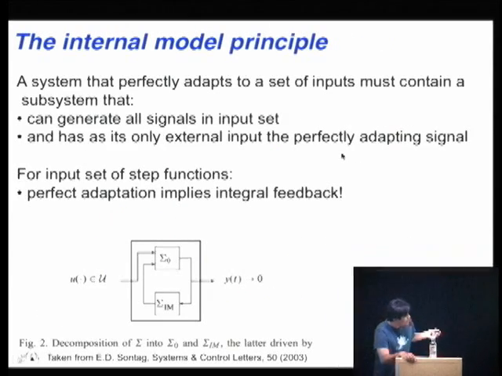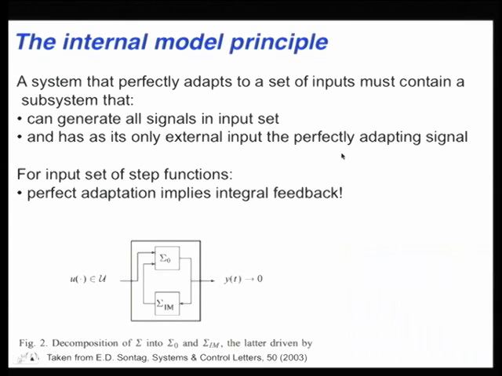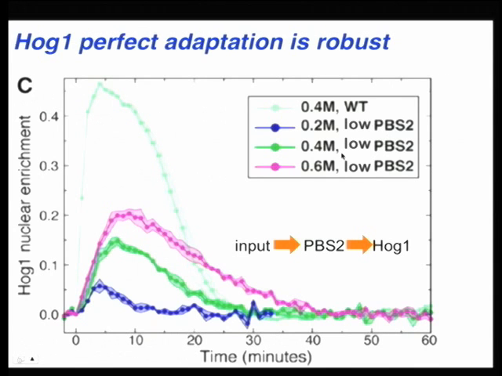So the result also tells you that it doesn't matter how much you insult the system here, as long as you maintain this topology of the network, and that this system is still able to generate all the signals in your input set, you will still get the perfect adaptation behavior. So we decided to start testing that, and we did that by insulting the cells in many different ways.